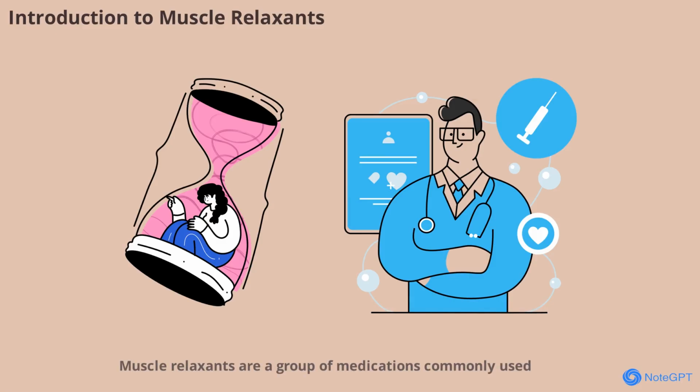Muscle relaxants are a group of medications commonly used to help relieve pain and discomfort caused by muscle spasms, spasticity, or myofascial pain. Despite their widespread use, many people are unaware of how these drugs work, their different types, and the best ways to use them safely.